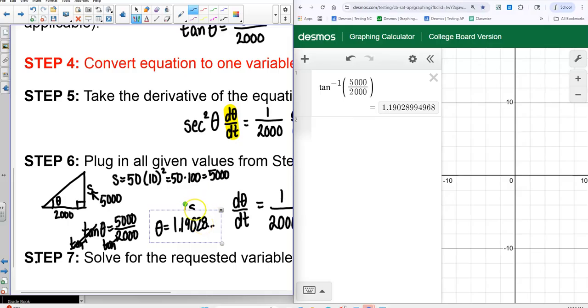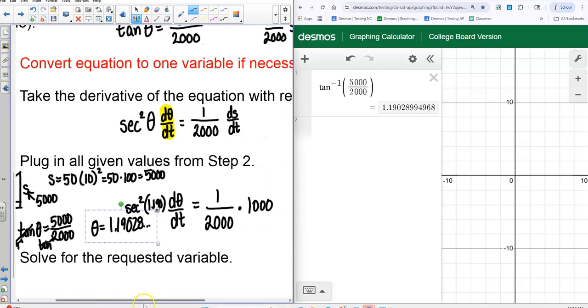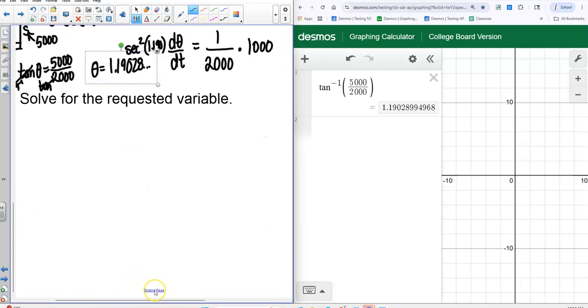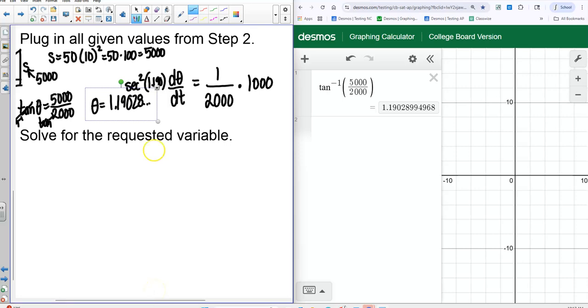All right, so we can plug that in. What else did I forget right here? So secant squared of 1.190 here. Okay, so now we actually can solve this from this point. We've plugged in numbers for everything. So I have secant squared of 1.190, we'll keep that whole decimal, d theta dt equals 1 over 2,000 times 1,000, which is really just 1/2 right there.